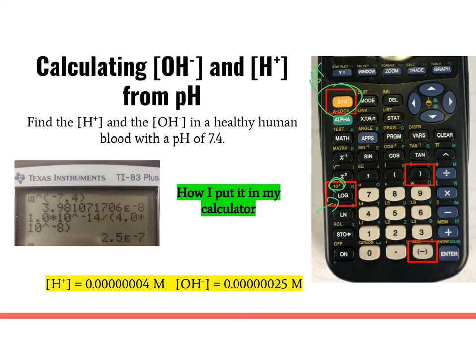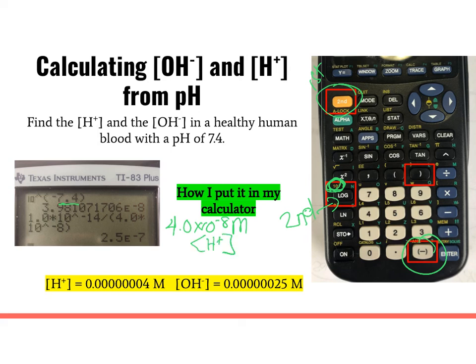Next, I pressed the log button because that gives me 10 to the. And then I just put in minus and then 7.4 and pressed enter. As you guys can see, I ended up with 3.981 and so on times 10 to the negative 8th. So I just rounded that to 4.0 times 10 to the negative 8th molar, and that was my H plus.